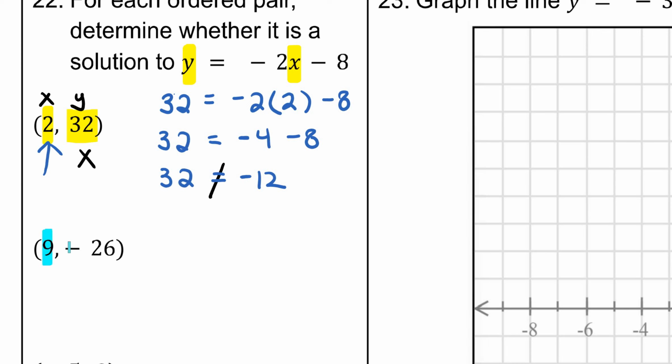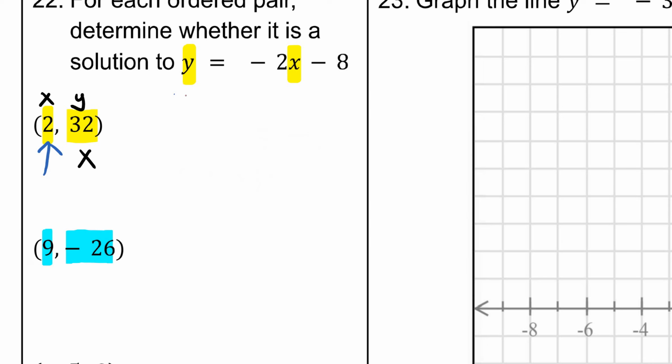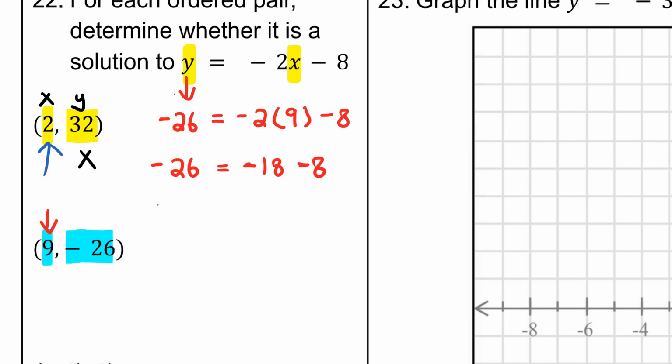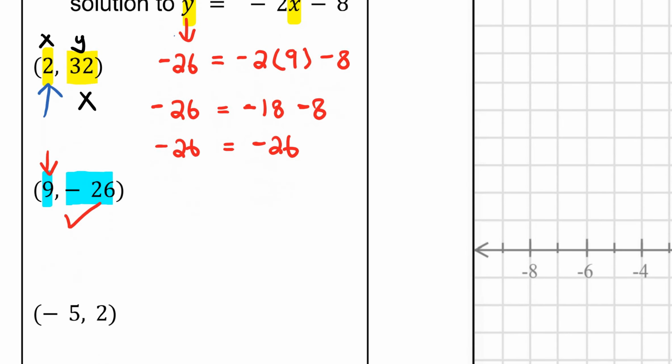Okay, and then we move on to the next coordinate here. So now I have a 9 and I have a negative 26. So I'm just going to erase all this. So this y now becomes a negative 26, and that equals negative 2 times the x value, and the x value now is going to be 9. So I plug in the 9 for the x, subtract the 8. Then we just compute the right-hand side. So negative 2 times 9 is going to be negative 18 minus the 8. So I get negative 26 on the left-hand side, and I also get negative 26 on the right-hand side. So this coordinate is on the line because negative 26 equals negative 26. Okay, let's move on to the next one here.